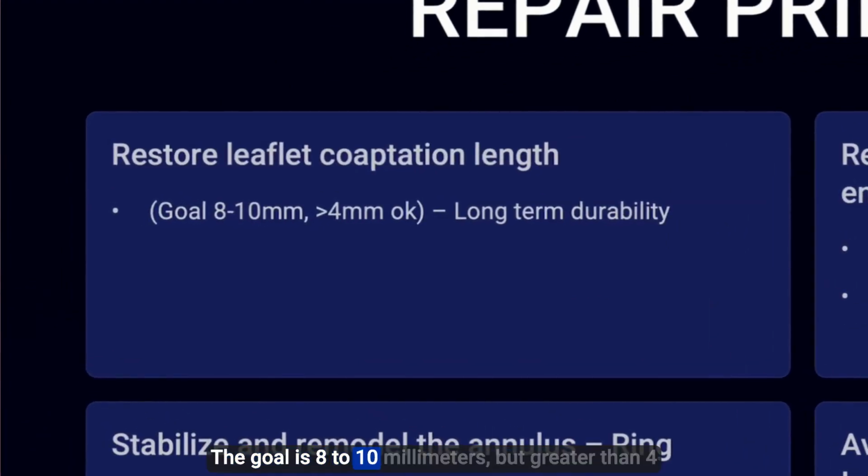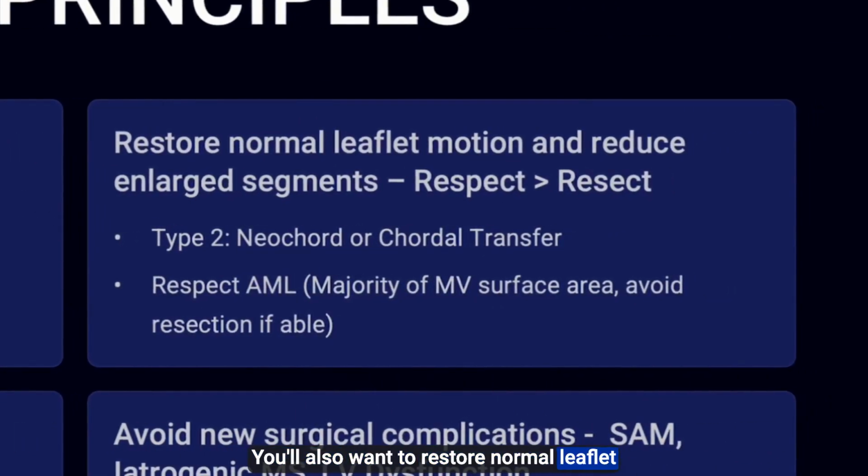Some of those repair principles to remember are restoring leaflet coaptation length. The goal is 8 to 10 millimeters, but greater than 4 is okay, as this is important for long-term durability. You'll also want to restore normal leaflet motion and reduce enlarged segments. Surgeons are more commonly choosing a respect over resecting leaflet tissue philosophy by performing neocords, preferentially over resections.